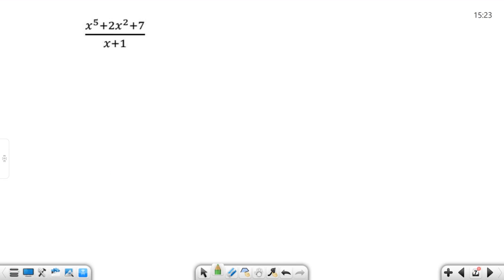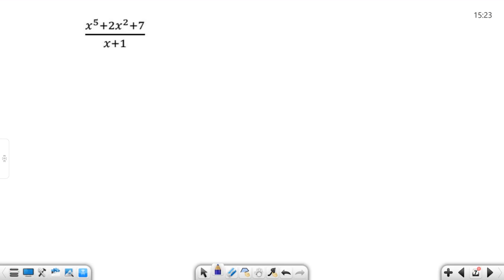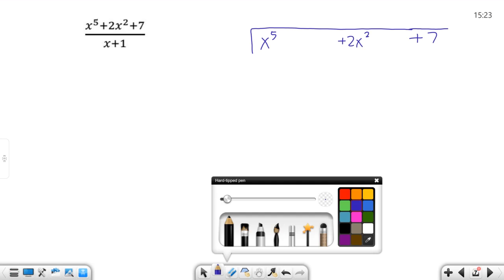So this one, x to the fifth plus 2x squared plus 7 over x plus 1. This is actually missing multiple exponents here. So let's see here. It's already in descending order. So I'm going to come up here and give myself plenty of space because this is x to the fifth. This one might take a while. x to the fifth. I'm missing an x to the fourth and an x to the third. So plus 2x squared. Then I'm missing x and then plus 7. I got all kind of stuff missing.